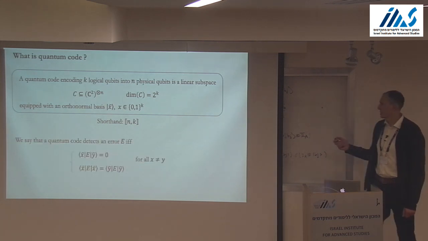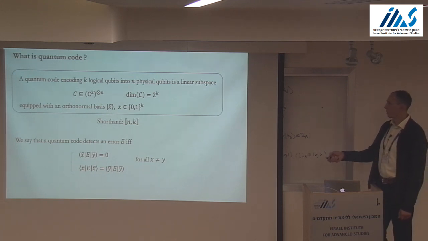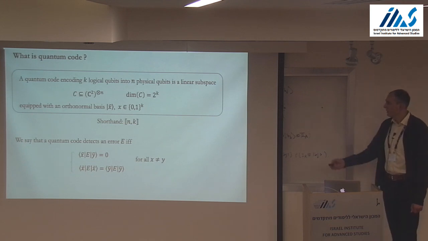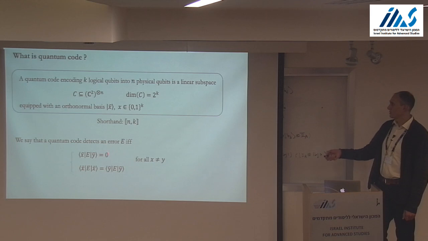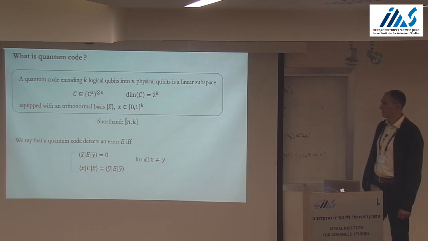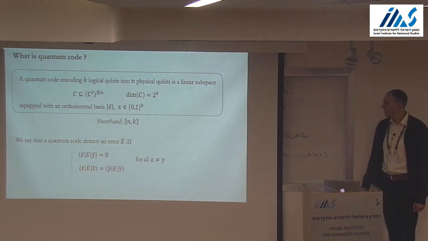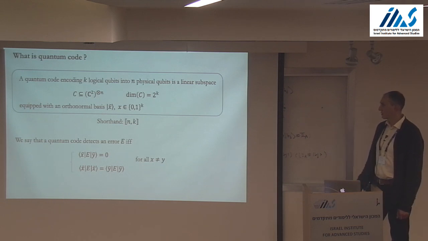And this is somehow the central definition. We say that a quantum code detects an error E if matrix elements of E in the chosen basis satisfy certain conditions. We require that all off-diagonal matrix elements are 0, and all diagonal matrix elements must be the same.